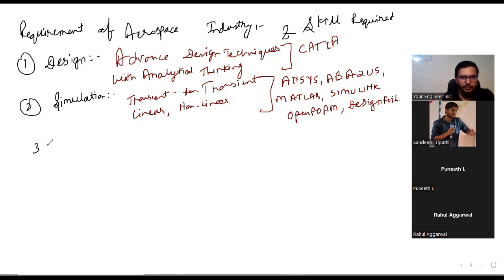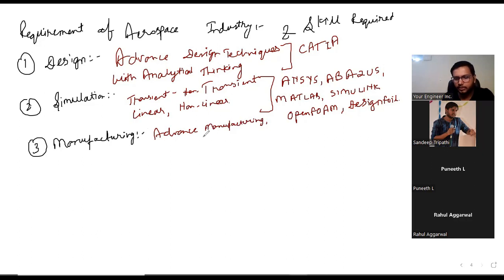Third is manufacturing. So manufacturing means advanced manufacturing, additive manufacturing. Nowadays, people are focusing on very little damage, very little garbage, like byproducts. They want to mold it in a single way, in a single shot. That's advanced manufacturing, additive manufacturing.